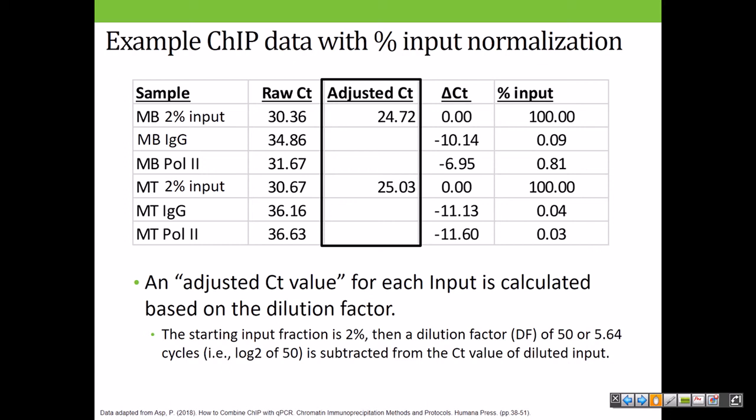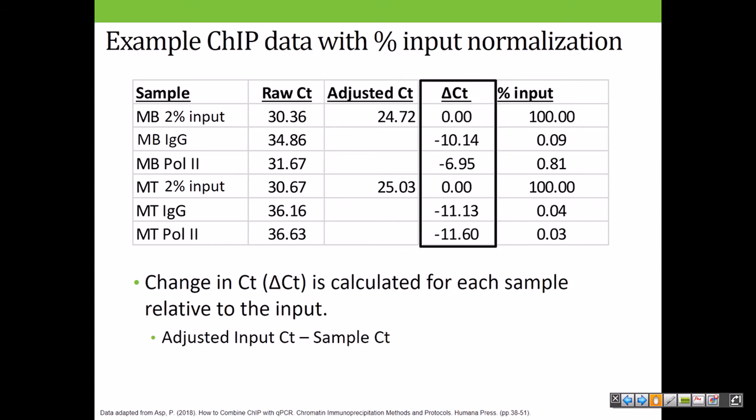So now the next step is to compare all of my other samples to their requisite input. So that's the delta CT. So the change in CT is calculated for each sample. Of course, if we take the change in CT for its own input, that's zero. And then the others have theirs. So for MB IgG, I subtracted from the MB input.